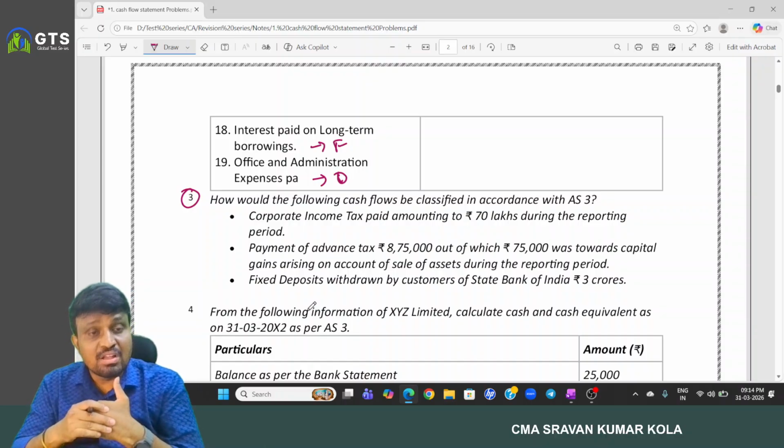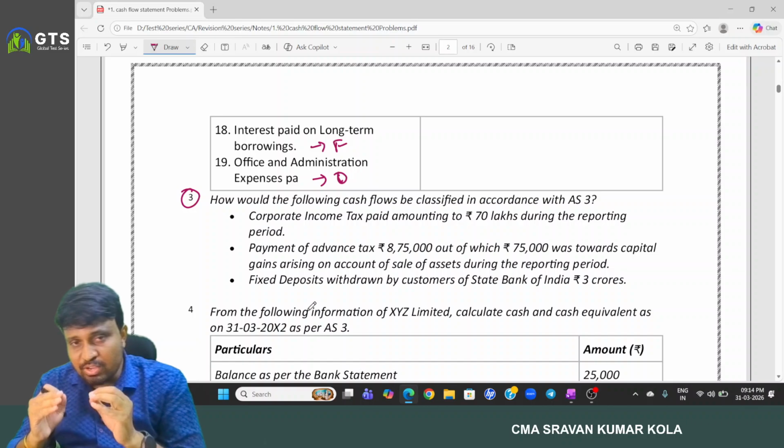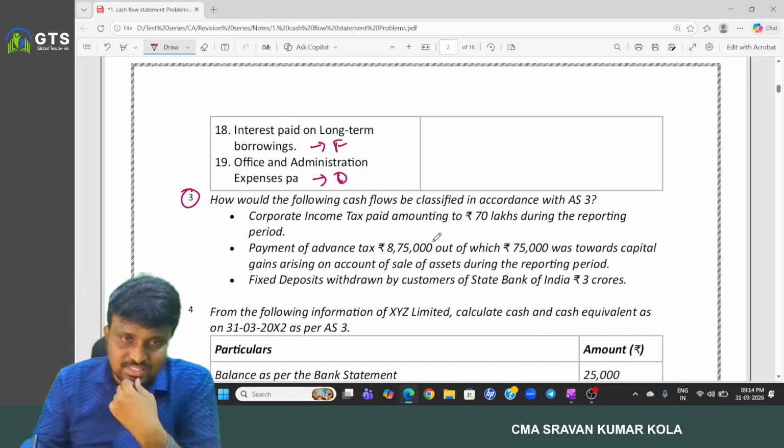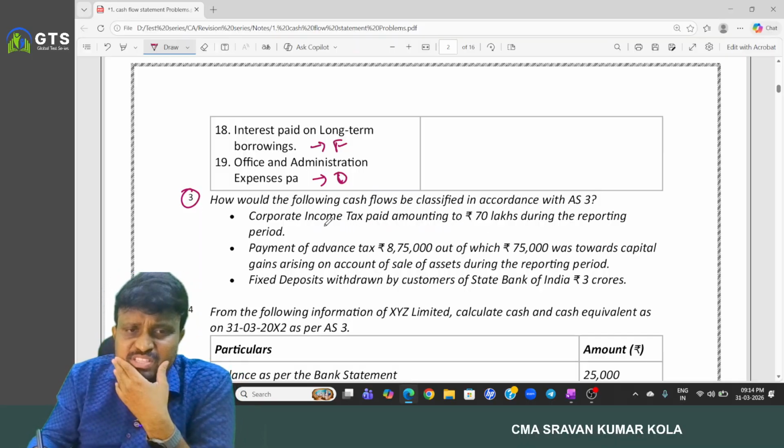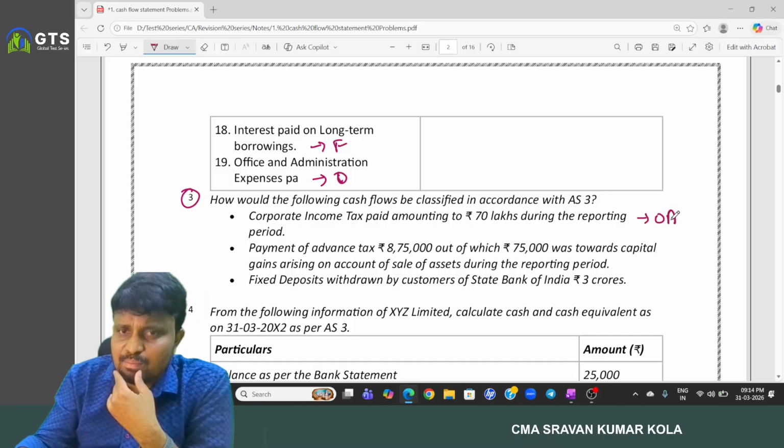Next, how would the following cash flows be classified in accordance with AS 3? One is corporate income tax paid. If nothing was stated, income tax is always treated as an operating activity.